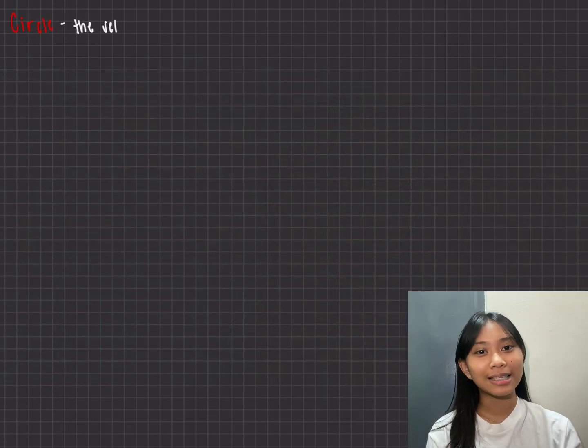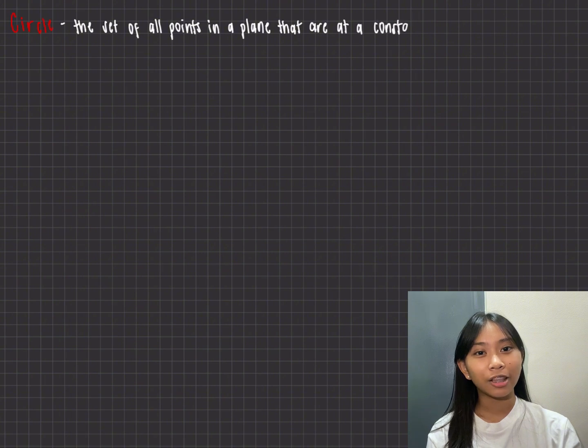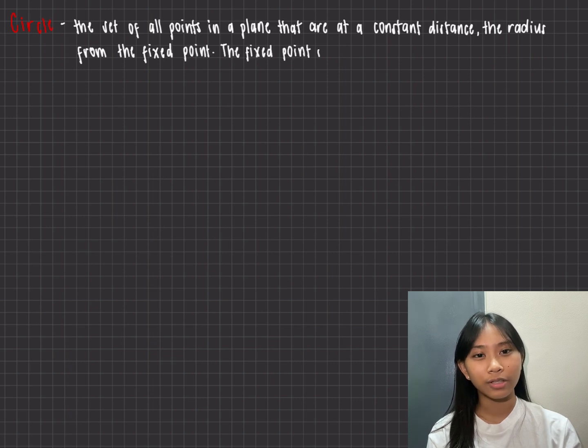Now, let's define a circle. A circle is a set of all points in a plane that are at a constant distance, the radius, from a fixed point. The fixed point is called the center of the circle.